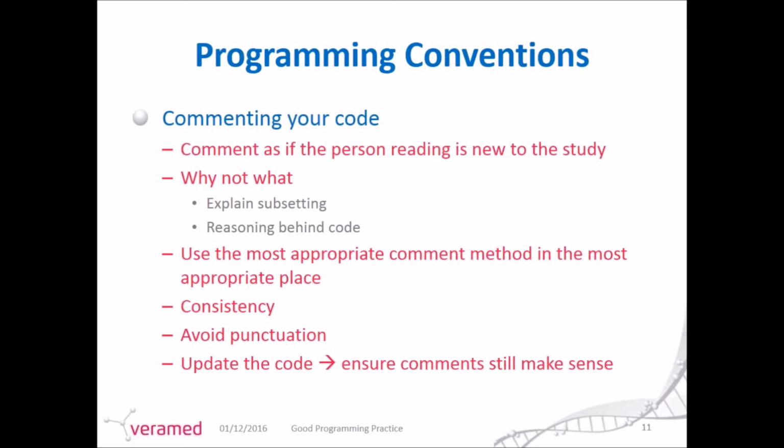So this first point on commenting your code, comment as if the person reading is new to the study, pretty much says it all, because it's not about stating the obvious. You really need to explain why you're doing something. And if you've ever come back to complicated programs that you've written and you've had to update it when you haven't commented well, usually this is your learning point, and you learn the lesson when you get yourself tangled up.